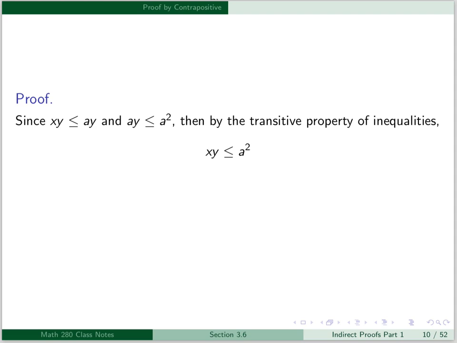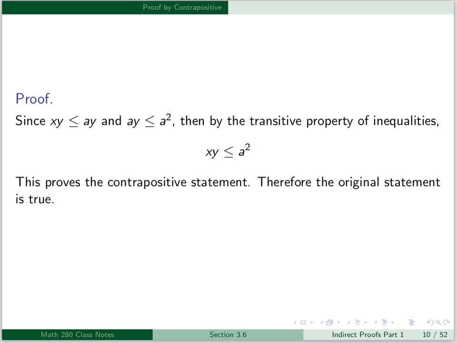Since xy is less than or equal to ay and ay is less than or equal to a squared, then by the transitive property of inequalities, we obtain xy is less than or equal to a squared. This is the conclusion of our contrapositive statement. So this proves the contrapositive statement, and we can therefore conclude that the original statement is true.